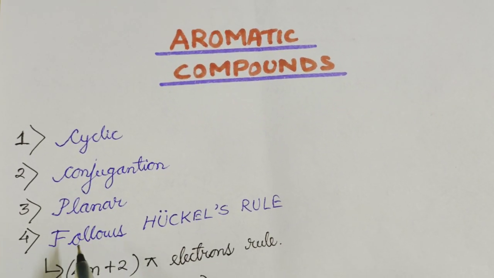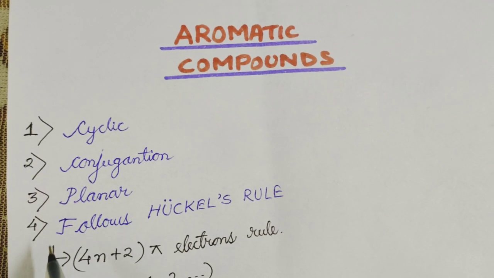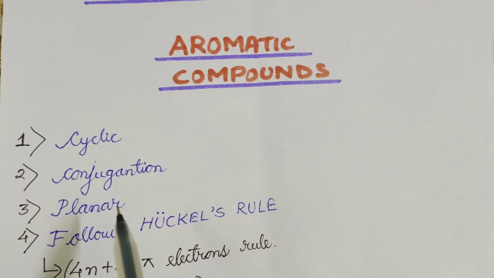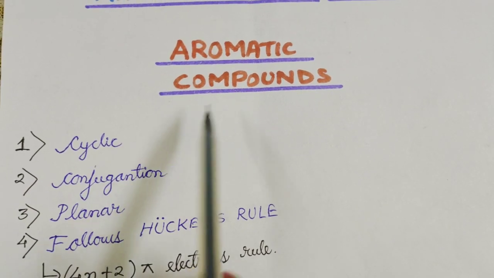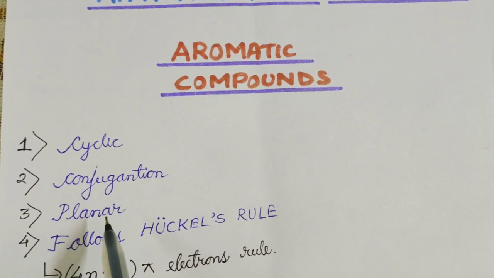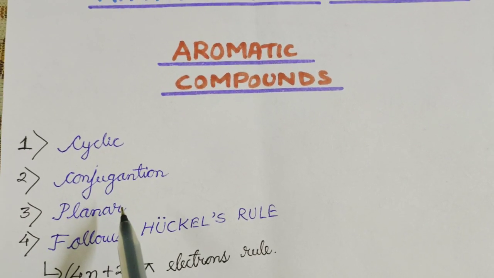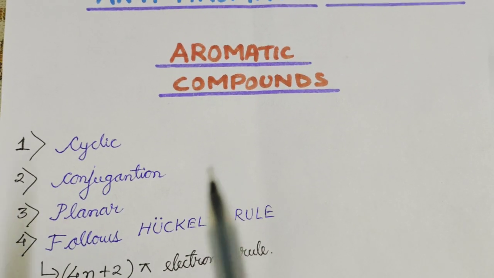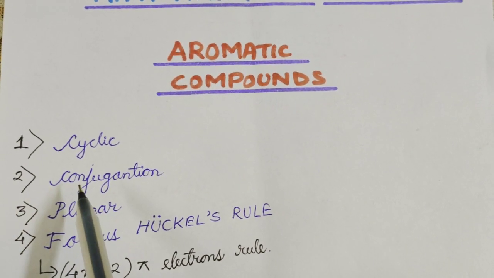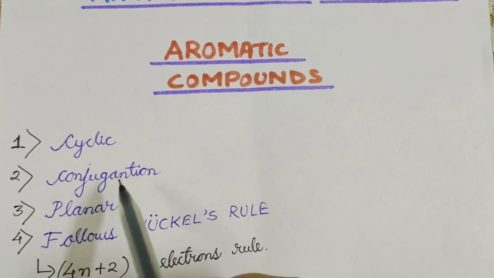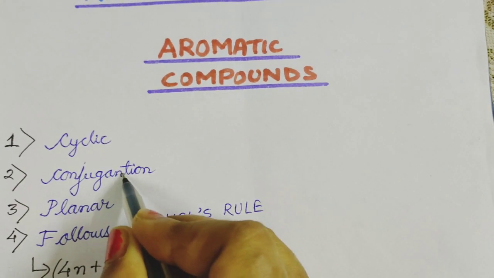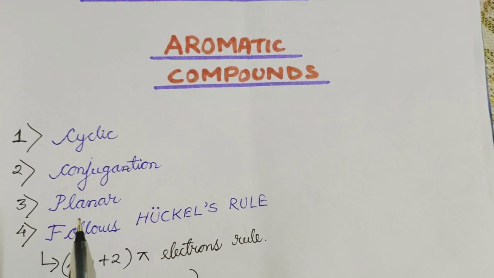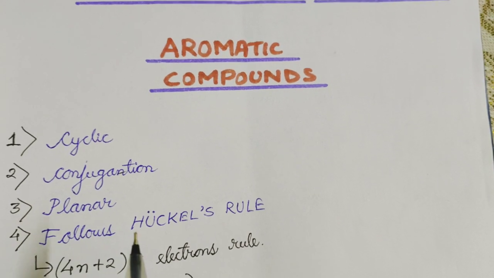So basically there are four criteria that are required for a compound to be aromatic. The first criteria is the compound must be cyclic, and second criteria is the compound must have conjugation. Conjugation of what? Pi bonds. Sorry, the spelling is wrong here. This is conjugation, no N. Then we have the compound must be planar, that is the compound should have planarity.